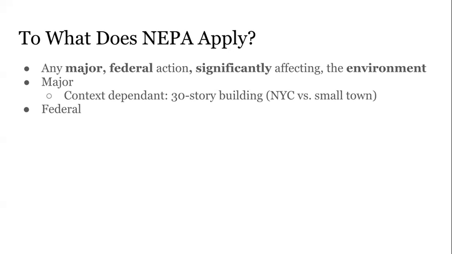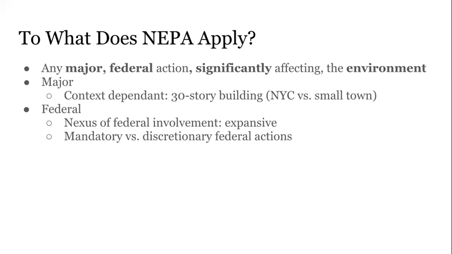Federal. I quickly hinted at this. It's clear when the federal government is doing things directly, but NEPA also, by case law, applies to indirect federal actions, not just direct. So it's pretty expansive. What they call this is the nexus of federal involvement. What role does the federal government have? And again, under the case law, it is expansive. What that means is that the statute hasn't been viewed as restrictive or very limited. It's been interpreted as extremely expansive, covering any government involvement, generally speaking.